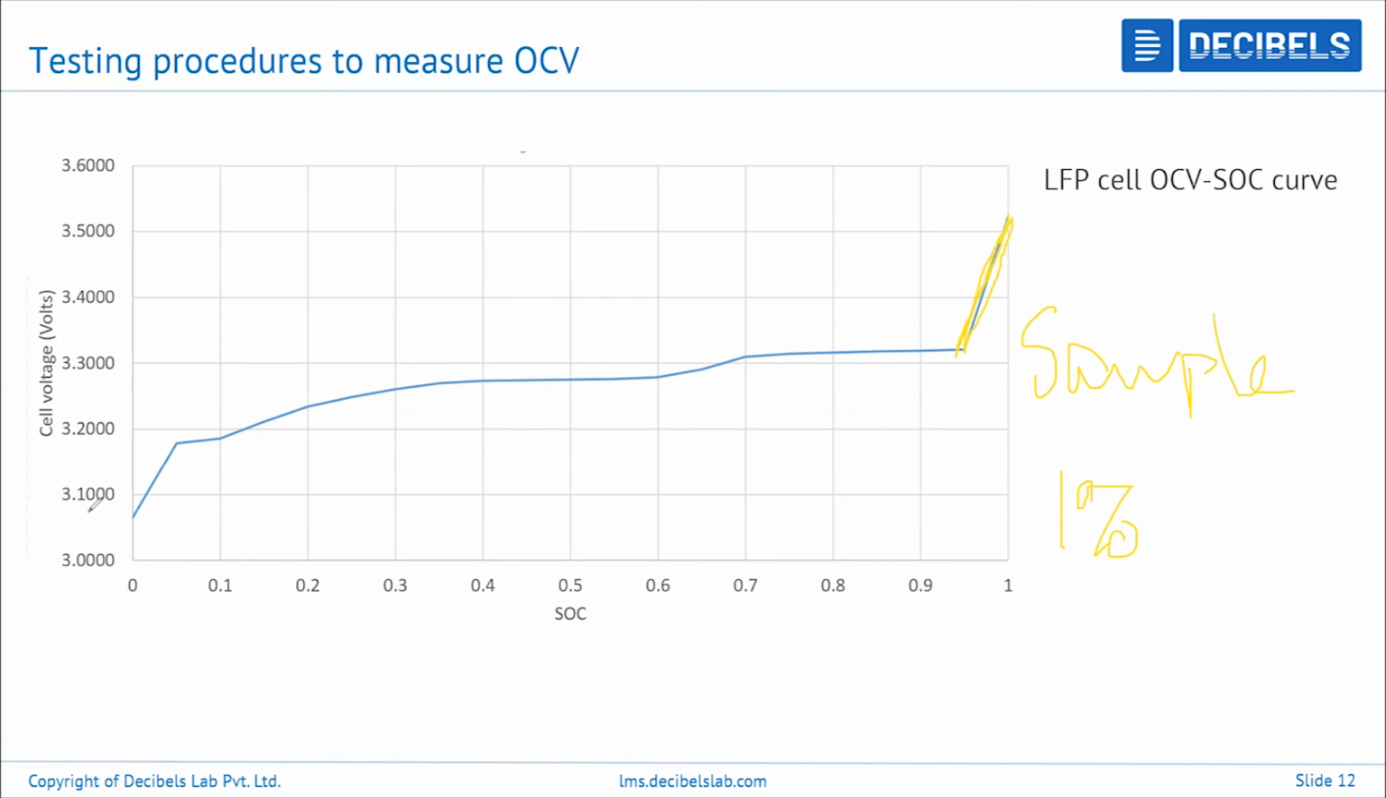Then we'll notice that this portion is very much smooth like this, and that is what is preferable. So that is why LFP demands more sensitive measurement of OCV. The reason being that your voltage variation within a very large SOC window is very small.